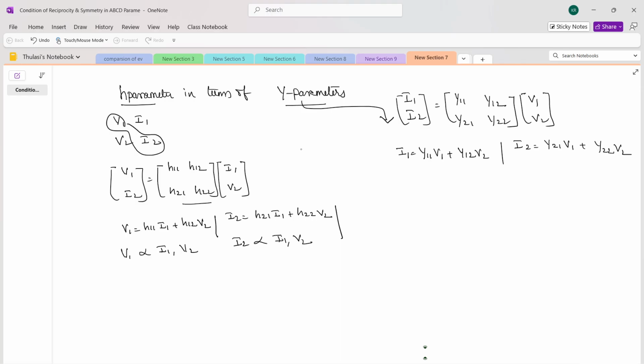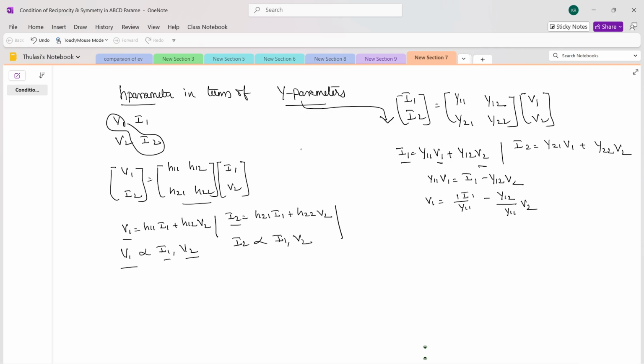Now this should be in terms of I1 and V2. So here we have V1 in terms of I1, V2. This is already mapped. So first we'll write down Y11 V1 is equal to I1 minus Y12 V2. So from here I require the value of V1. V1 is equal to 1 by Y11 into I1 minus Y12 divided by Y11 V2.